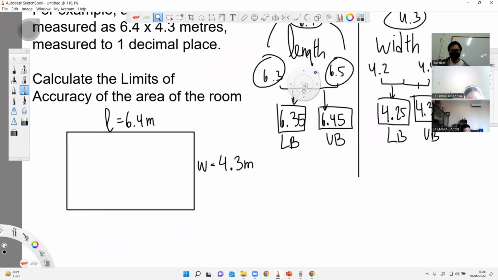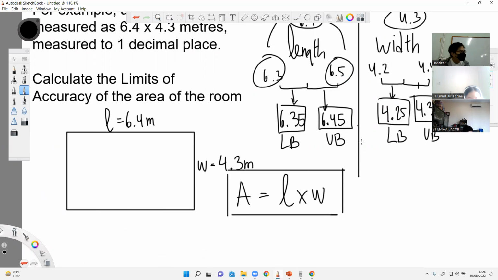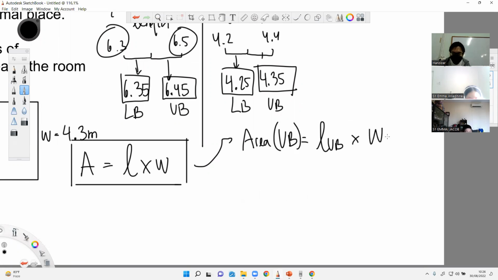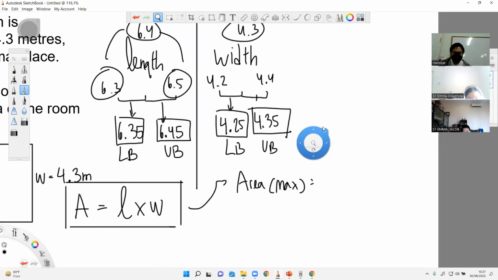So what is the area? Limits of accuracy of the area. So the area also has its formula, right? Length times width. But it is asked in terms of the limits of accuracy. Let's see. I want to find the upper bound, right? So the length of upper bound times the width of upper bound. Understand, guys? So we are calculating the maximum area. Upper bound means the maximum. So you need to multiply the maximum amount of length and width, right? So I will put it in a yellow highlight. Maximum area is the length of the maximum times the width of the maximum. There you go.